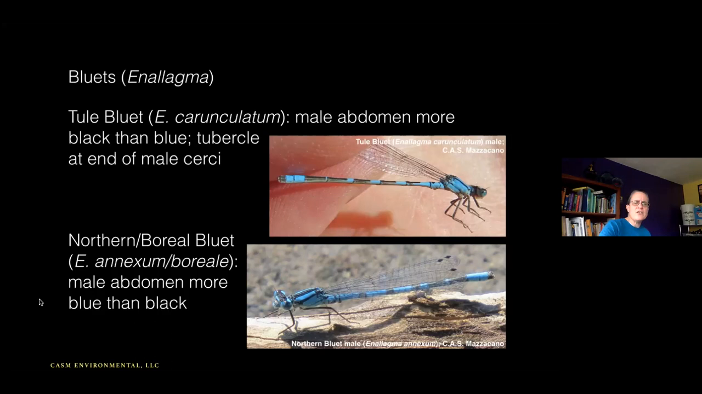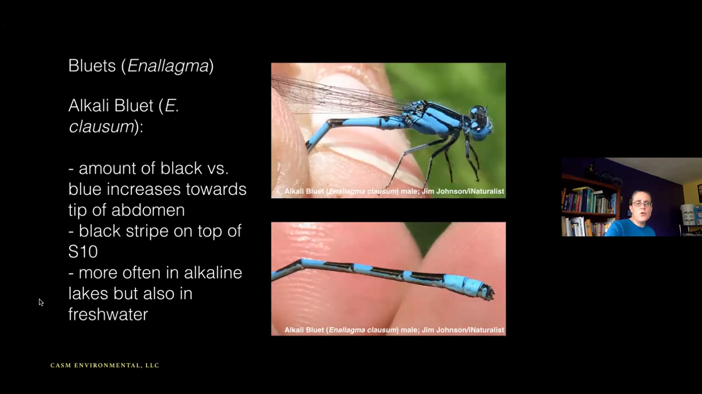Alkali bluet is on the species list for Multnomah County. We've never seen it in any of our sites. It does show up in freshwater, but this is not its ideal habitat. So I'm going to flash past that and finish up with the forktails.